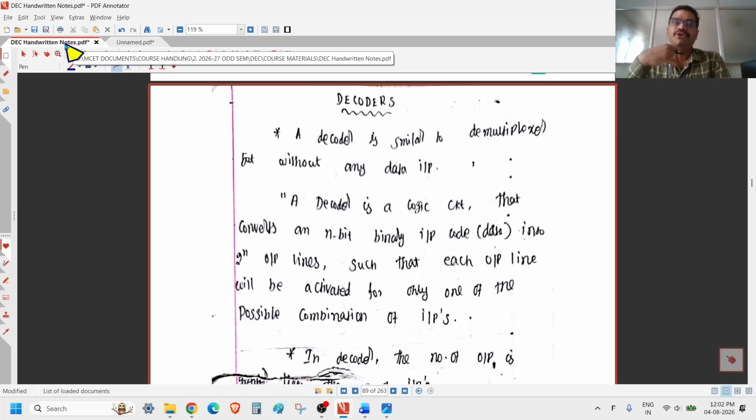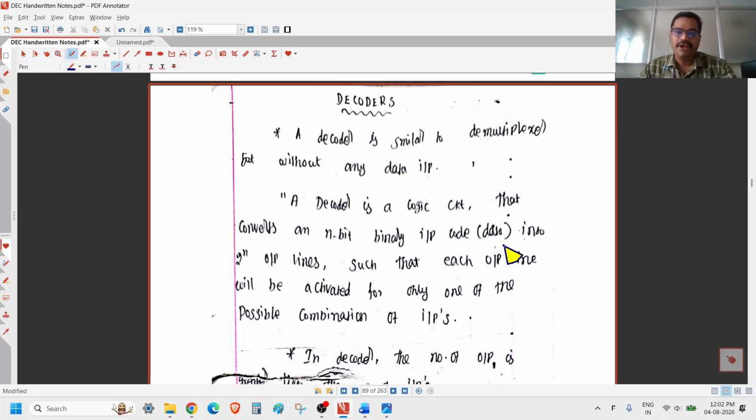So let's get into the topic purely. A decoder is similar to a demultiplexer but without any data input. The technical definition is: a decoder is a combinational logic circuit that converts an n-bit binary data or code into 2 power n output data. Since I already told you, decoder means n is to 2 power n, such that each output line will be activated for one of the possible combinations of input. That is what a decoder is.